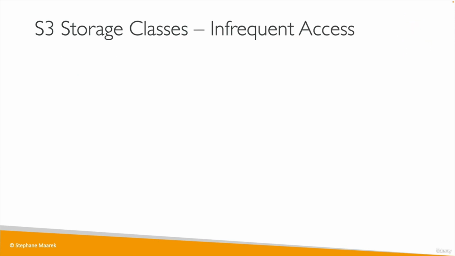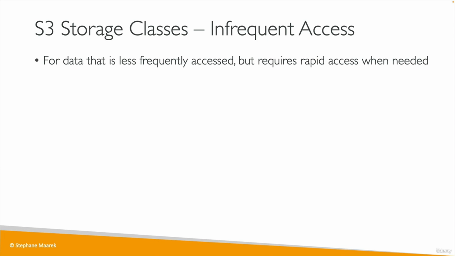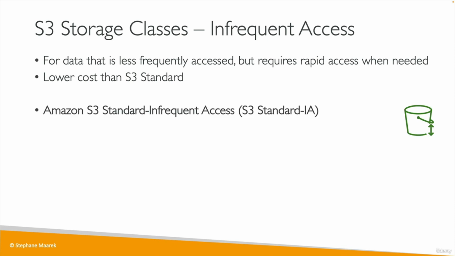Next, we have S3 Infrequent Access. So this is data that is going to be, as the name indicates, less frequently accessed, but requires rapid access when needed. It's going to be lower cost than S3 Standard, but you will have a cost on retrieval. The S3 Standard-IA has 99.9% availability, so a bit less available. And the use case for it is going to be disaster recovery and backups.